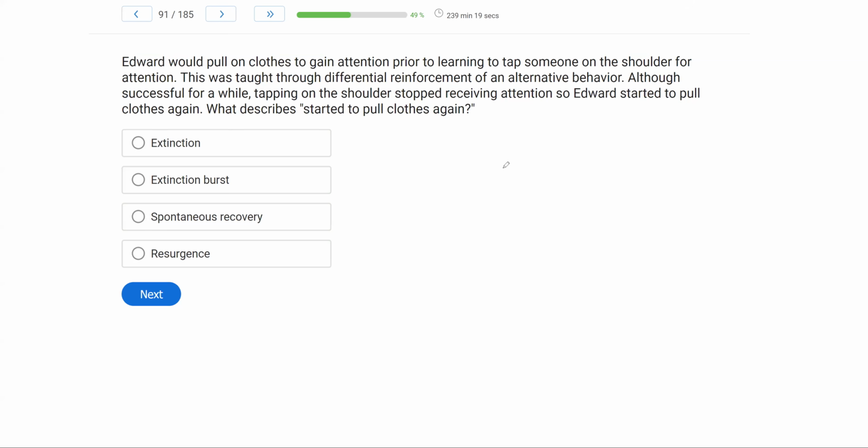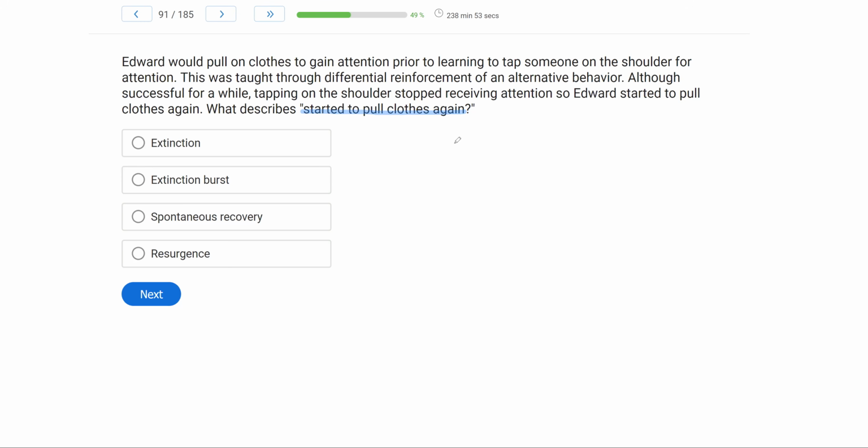Edward would pull on clothes to gain attention prior to learning to tap someone on the shoulder for attention. This was taught through differential reinforcement of an alternative behavior. Although successful for a while, tapping on the shoulder stopped receiving attention, so Edward started to pull clothes again. What describes started to pull clothes again? Question is specifying we are looking at started to pull clothes again. And how are we going to describe the behavior of pulling clothes again?